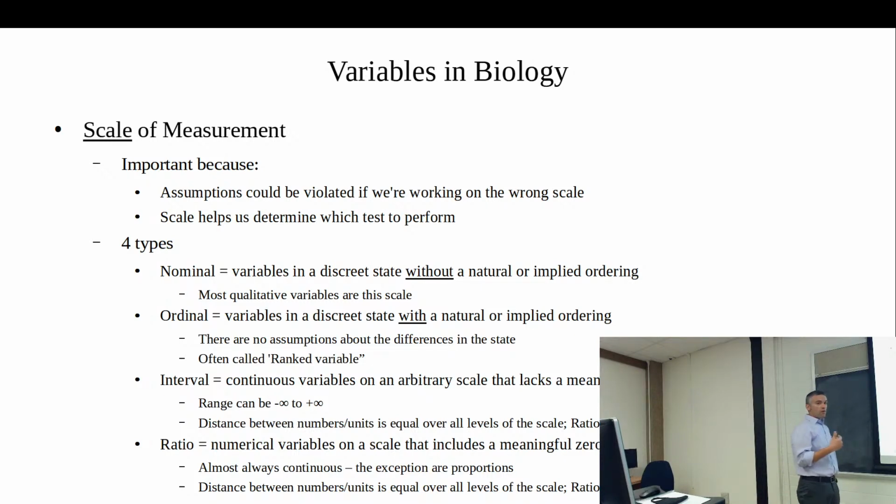So our qualitative data, those that are defined by attributes, can be either nominal or ordinal data. Nominal and ordinal data are both variables that are in discrete state, expressed using their attributes. The difference between the two is that ordinal variables have a natural or implied ordering, whereas nominal data do not. Hair color. Is there an order to hair color? Is one hair color better than the other? No, there's no order to that.